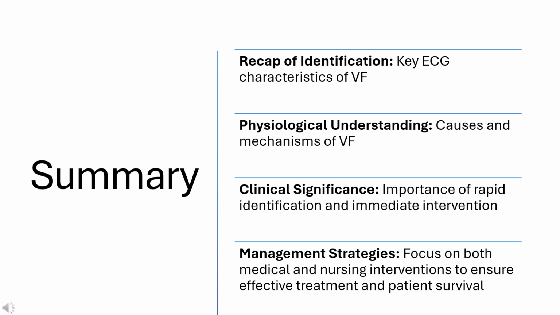VFib is a medical emergency that requires immediate intervention. Without prompt treatment, VFib leads to sudden cardiac arrest and death. Patients with VFib are typically unresponsive, pulseless, and show signs of cardiac arrest, and there is no detectable blood pressure or pulse. The first-line treatment for VFib is immediate defibrillation. Remember, DFib for VFib. Defibrillation aims to restore a normal heart rhythm by delivering an electrical shock to the heart.